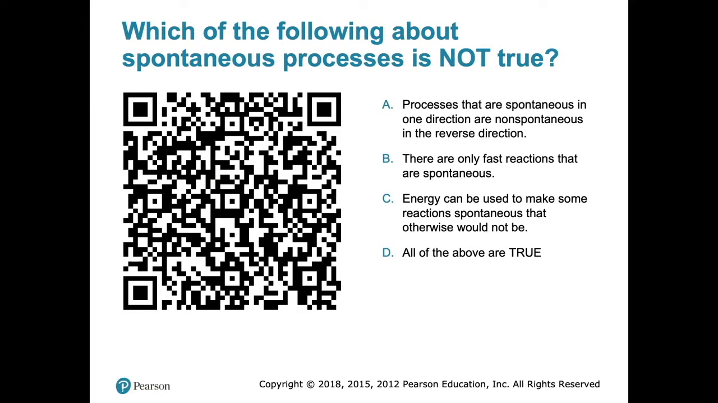Okay, there we go. So, which of the following about spontaneous processes is not true? A, processes that are spontaneous in one direction are non-spontaneous in the reverse direction. B, there are only fast reactions that are spontaneous. C, energy can be used to make some reactions spontaneous that would otherwise not be spontaneous. Or D, all of these are true. All right, so what do you think the answer to this one is? Which is not true? Say it again. B, yes. There are only fast reactions that are spontaneous.